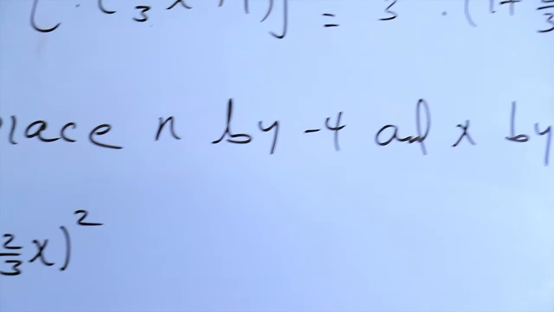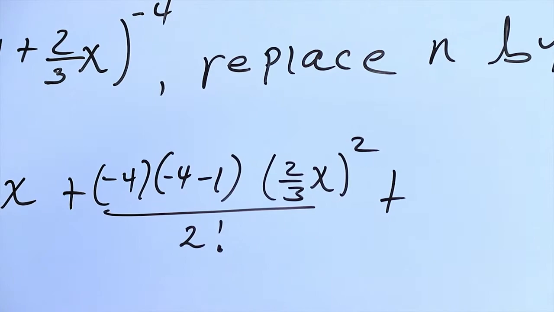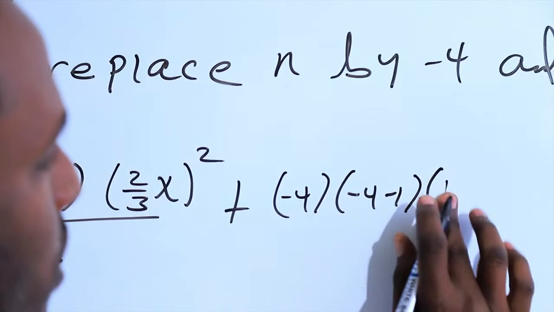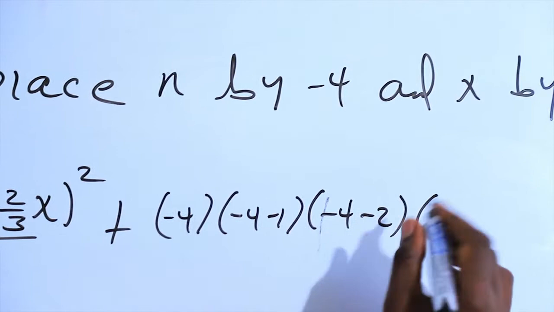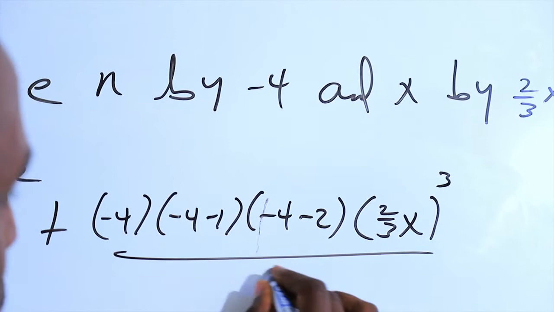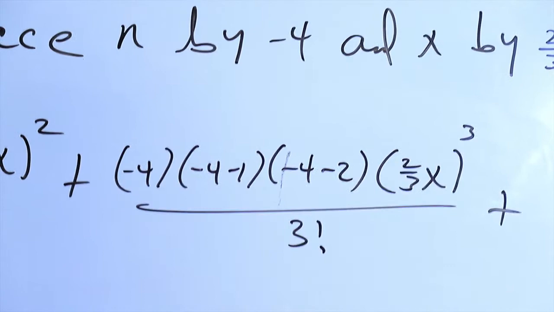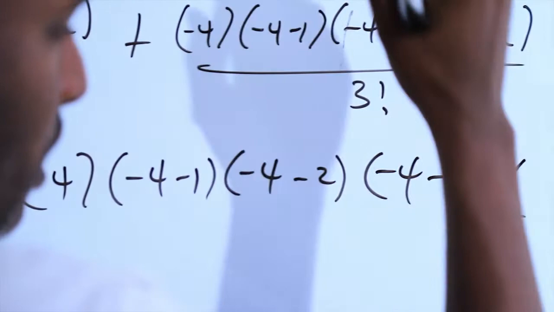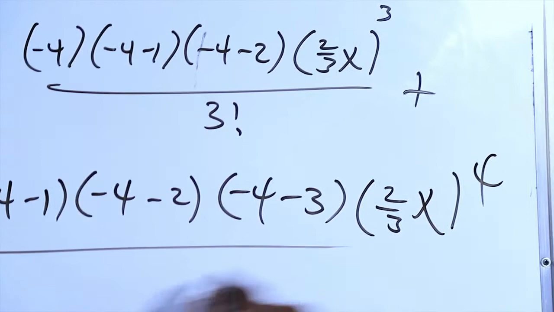2 factorial, plus the next term, which is n times n minus 1 times n minus 2, where n is minus 4: minus 4 times minus 4 minus 1 times minus 4 minus 2, times x to the power of 3, where x is 2 over 3x, to the power of 3 over 3 factorial, plus the fourth part, which is minus 4 times minus 4 minus 1 times minus 4 minus 2 times minus 4 minus 3, times x to the power of 4, where x is 2 over 3x to the power of 4, over 4 factorial, the whole plus, and so on.